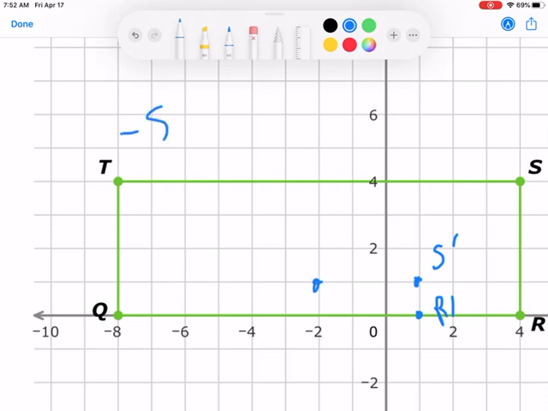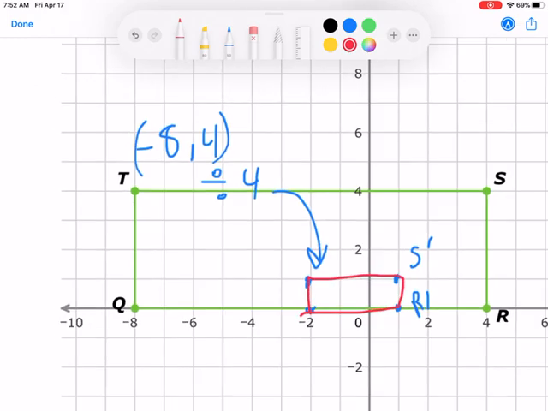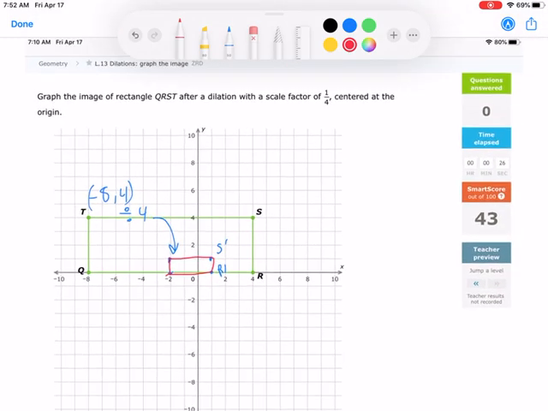So one more time if you missed that one. T is negative 8 comma 4. Divide both of those numbers by 4, because that's your scale factor of 1/4. And that is how you would get that guy, negative 2 and 1. Q, negative 8, 0, so divide by 4, you get negative 2, 0. There you go. That's that.